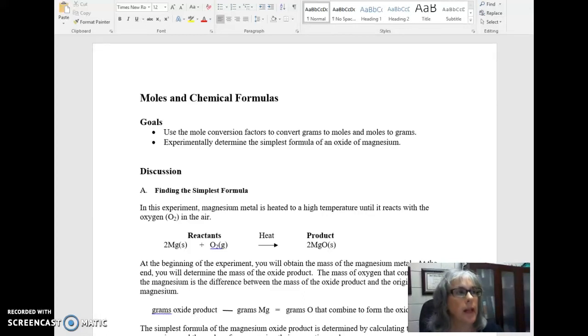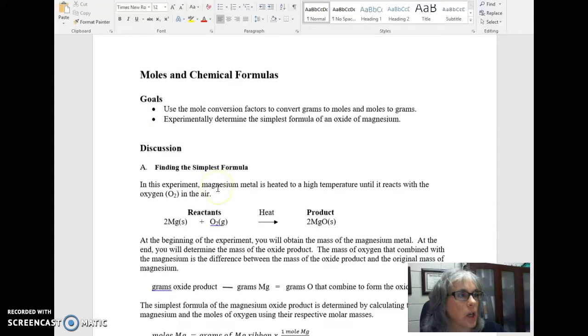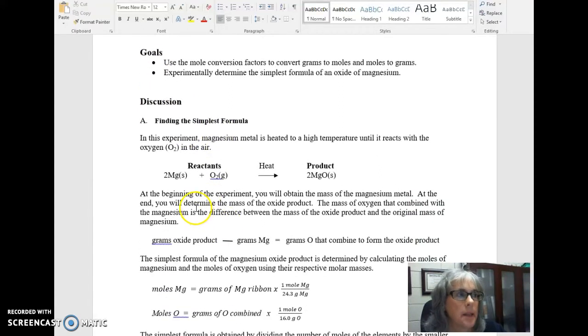The goals of this lab will be to use the mole conversion factors to convert grams to moles and moles to grams. So you get to actually use that. The other thing, we're going to be experimentally determining the simplest formula for an oxide of magnesium. So this is the document that you'll download, and this is our discussion. You're going to be finding the simplest formula.